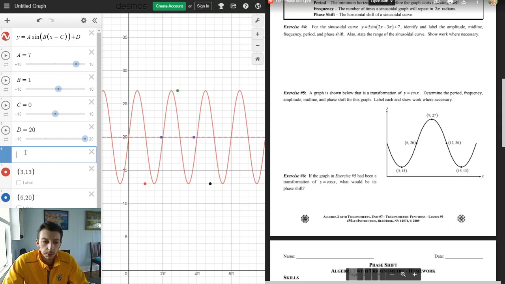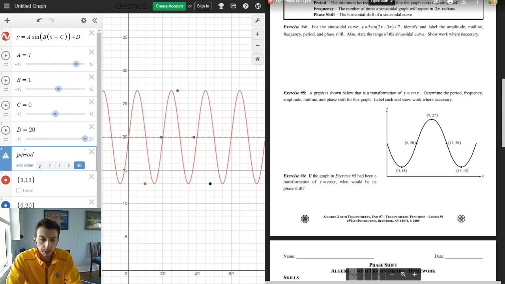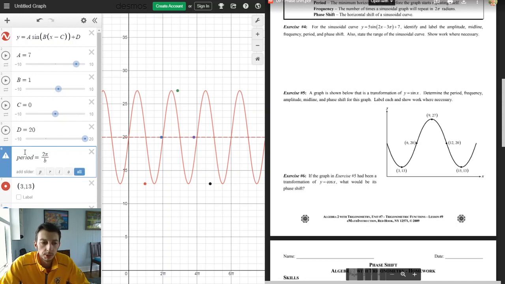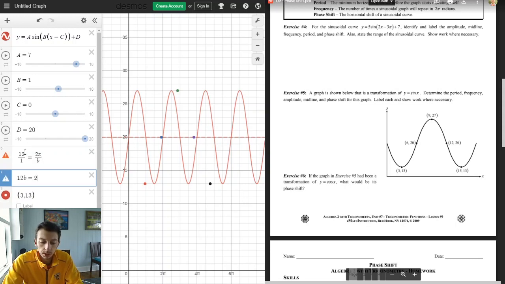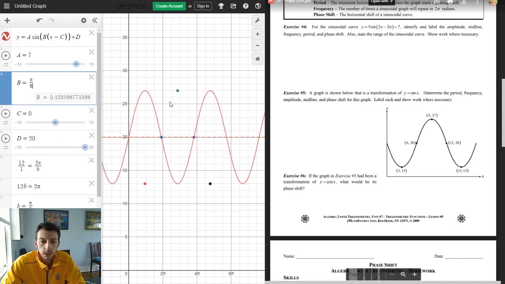So one way for you to calculate that, remember there's the formula: your period is equal to 2 pi over b. Let's fill in what we know, which is that our period is 12. If I cross multiply, making this 12 over 1, you end up with 12b equals 2 pi. Then I divide by 12, so b is equal to 2 pi over 12, which is just pi over 6. So if I go up to b and make that pi over 6, it looks like I'm set up now for the correct period.